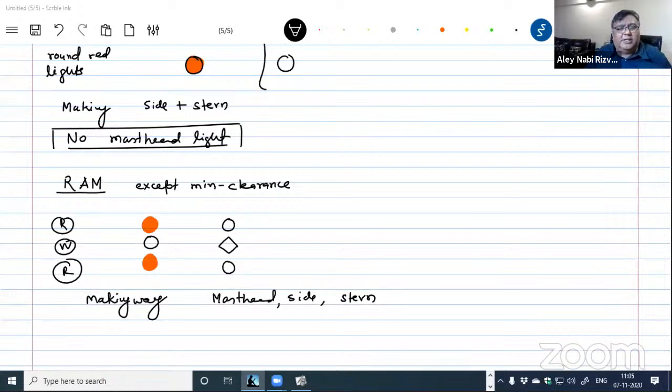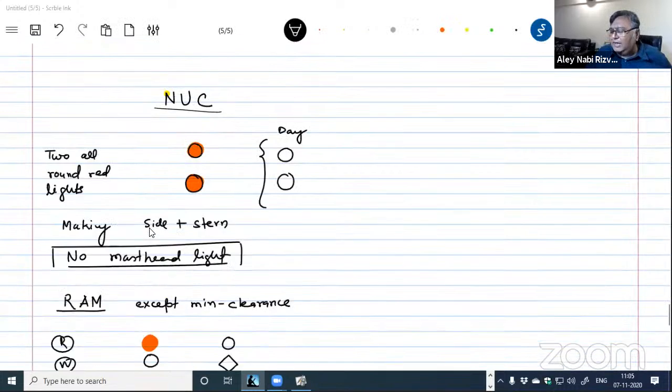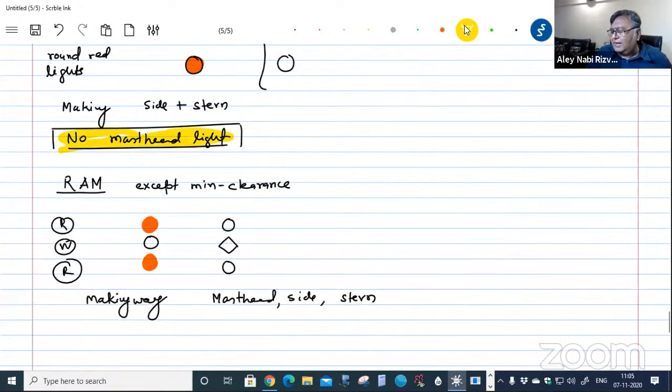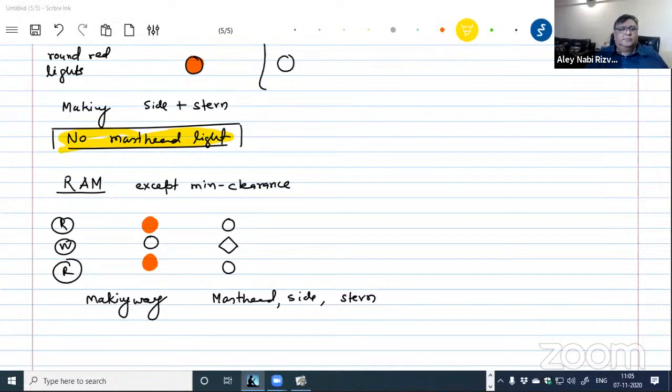Okay. Here there is a catch. Here the catch is RAM is having the masthead light, but NUC does not have any masthead light. NUC, no masthead light. But RAM will be having masthead light, and in fact, if the RAM is more than 50 meters, we'll be having an additional masthead light as well. All right, so this was a quick recap of whatever you have studied earlier.